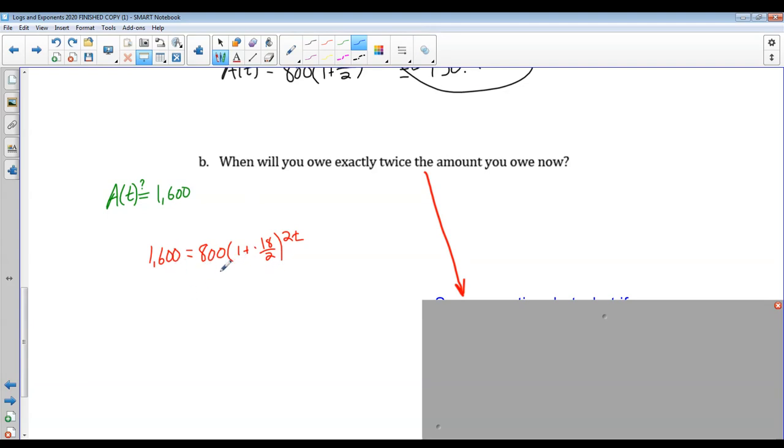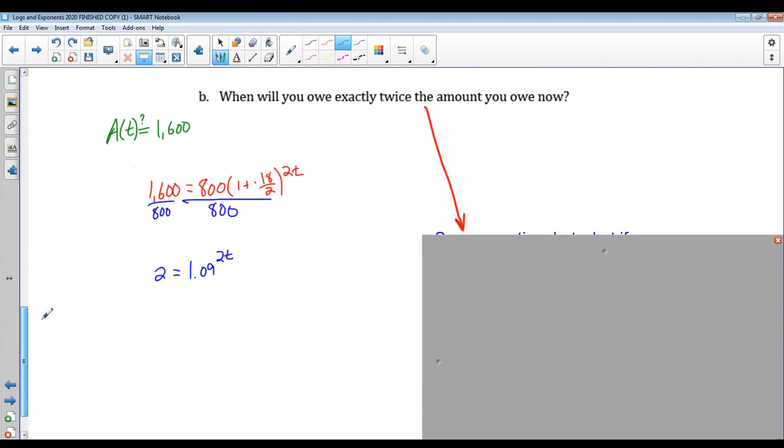Careful with your order of operations. We mentioned this, I think, early in this unit. That's the first thing we have to do. So now we have 2 equals 1.09 to the 2t. At this point, we have an exponential equation.